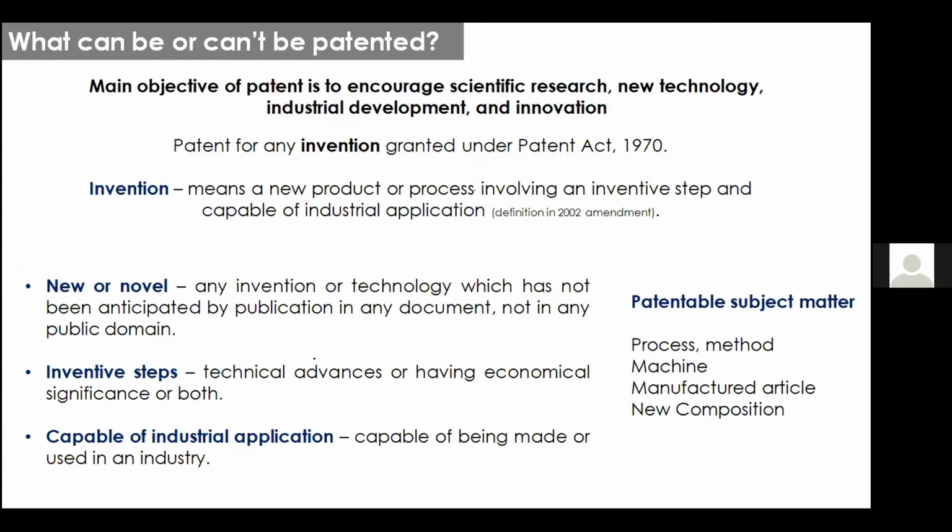And the patentable subject matter is mostly of four kinds. One is the process: the process or method can be patented. A final instrument or machine can be patented. A manufactured article can be patented, or any new composition, for example, a chemical synthesis or chemical composition, can be patented. So these are the terms which say what can be patented, and now we will see what cannot be patented.